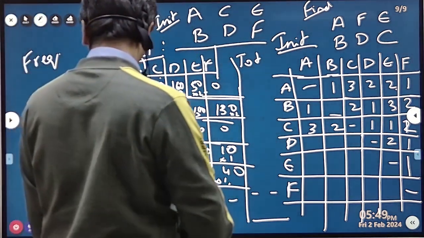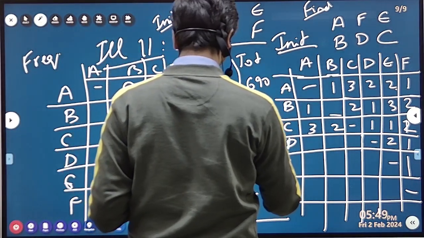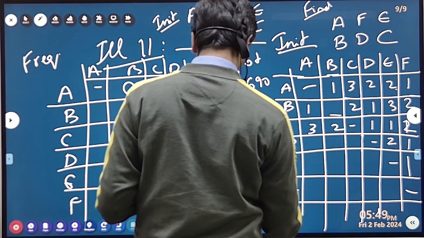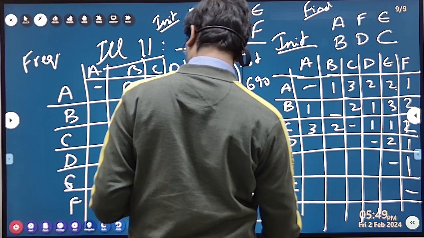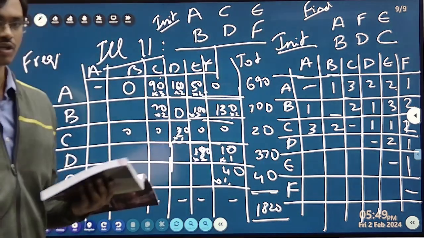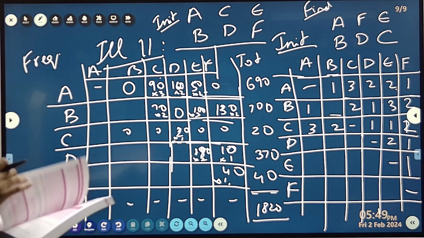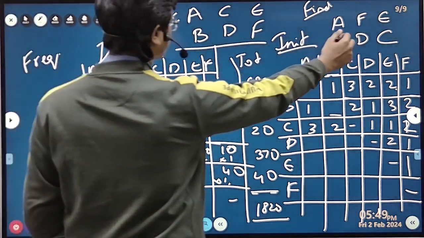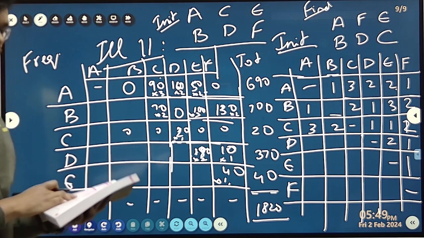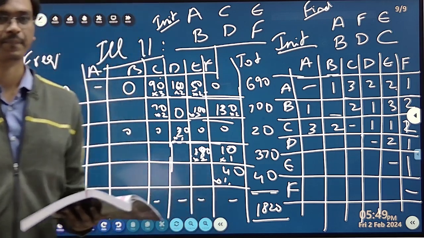So now what will be the new totals here? This is 690, 700, 20, 370 and 40. So this is coming to 1820. So which is increasing your cost, right? In the initial setup, we were at 1640. Now because of interchanging the position C and F, we have increased the cost to 1820. So this is not a desirable modification, right? Is this clear?